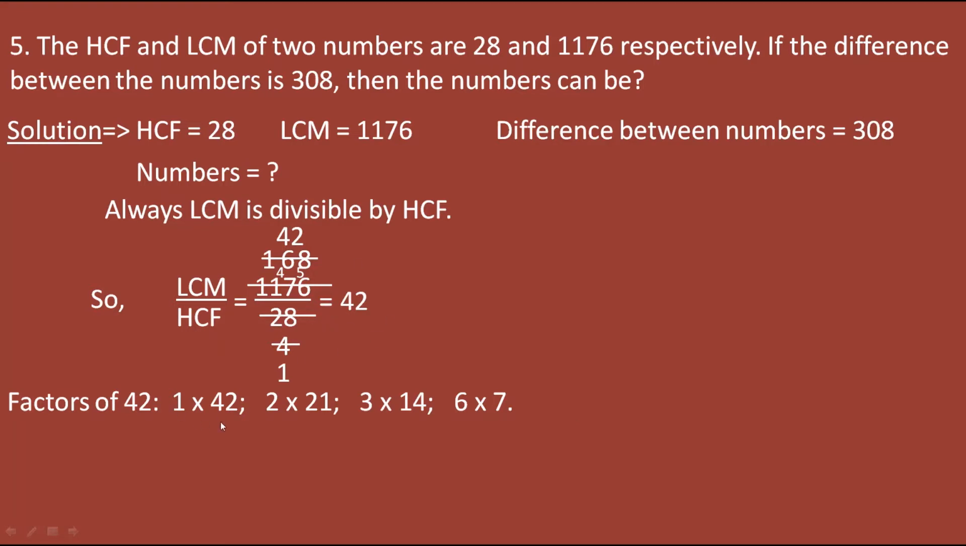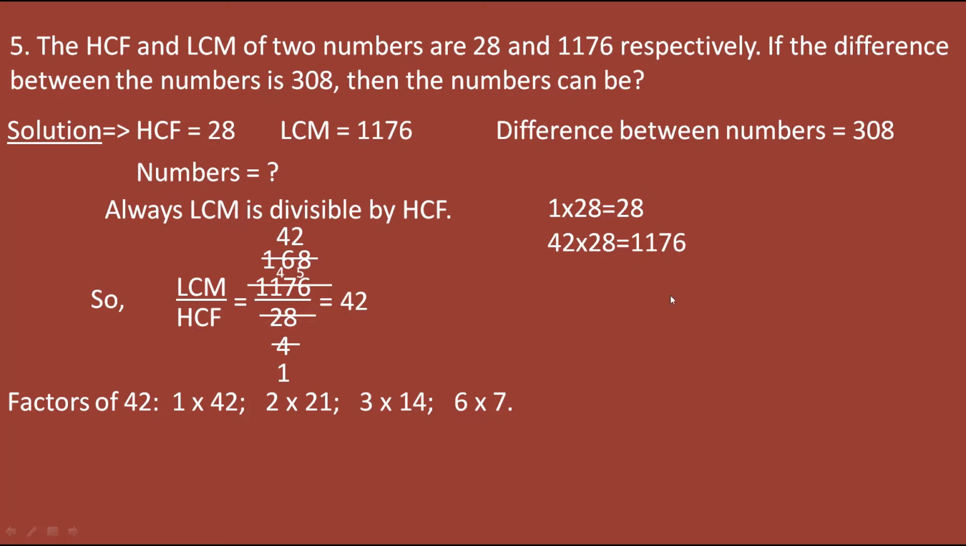And both are co-prime numbers, right? The pair is co-prime numbers, right? Why I made it this way, because we have to find the numbers such that we will get the difference as 308. Now we have to multiply this pair with HCF to get the difference. To get the numbers, first I'll take 1 into 28 and 42 into 28, which is giving the answer as this one.